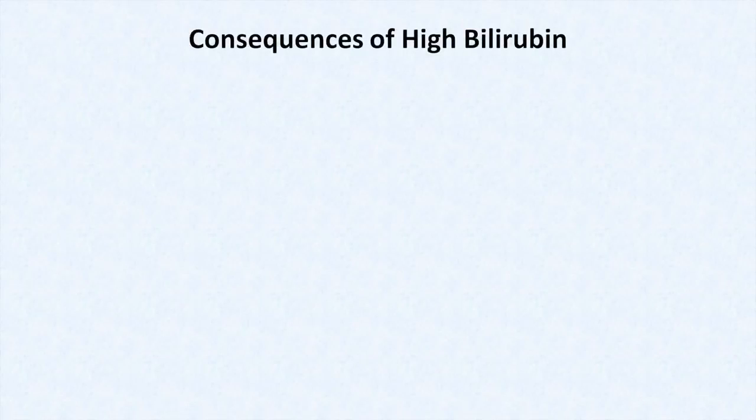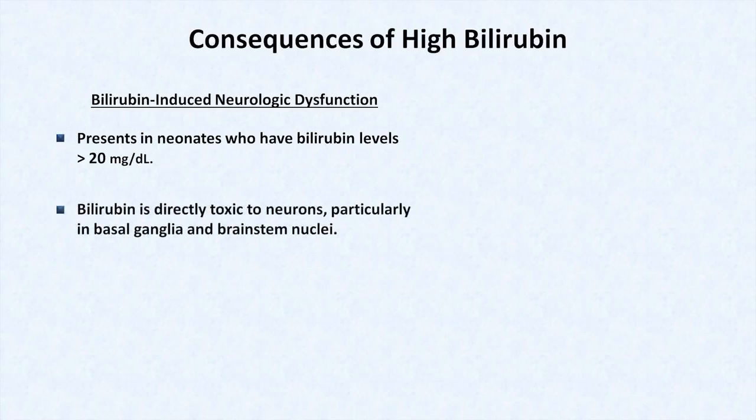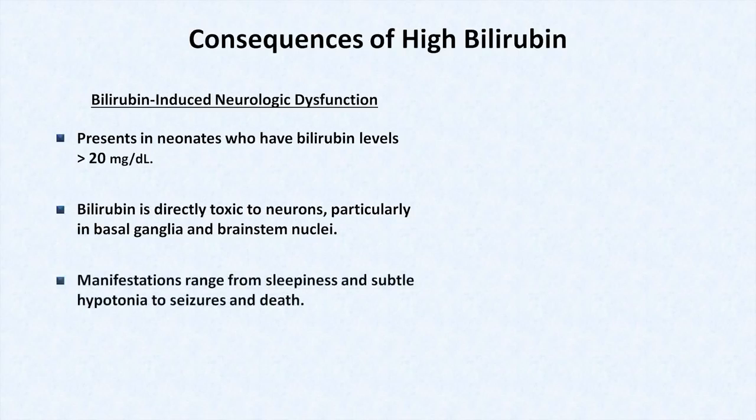What are the consequences of a high bilirubin? It's really only dangerous during infancy, during which it can lead to a spectrum of disease called bilirubin-induced neurologic dysfunction. This occurs in neonates who have bilirubin levels greater than 20 milligrams per deciliter. The bilirubin is directly toxic to the neurons at this age, particularly in the basal ganglia and brainstem nuclei. The manifestations range from sleepiness and subtle hypotonia to seizures and death.